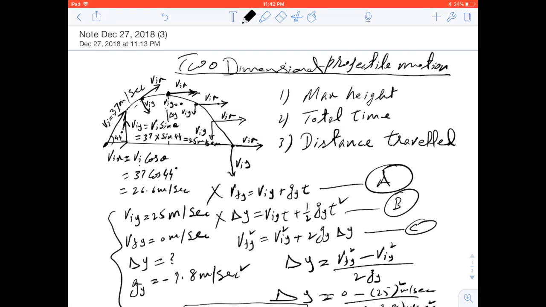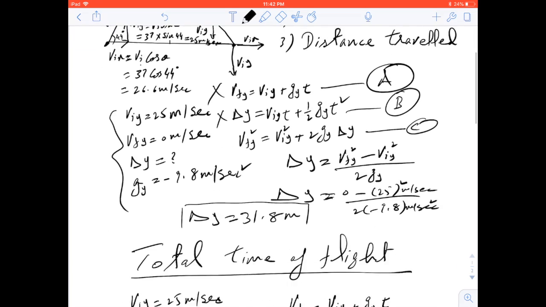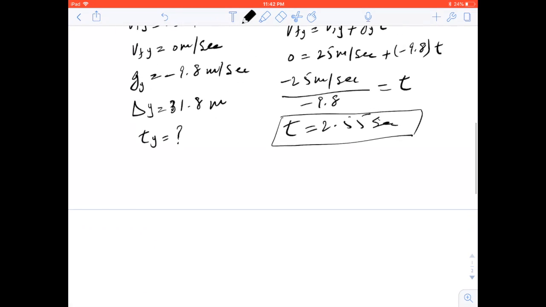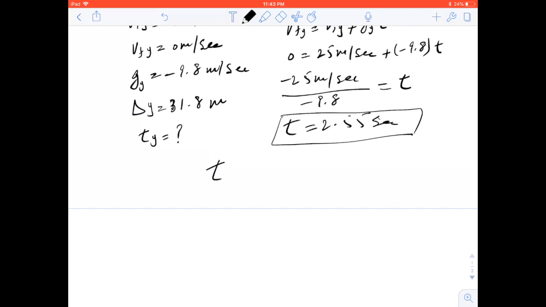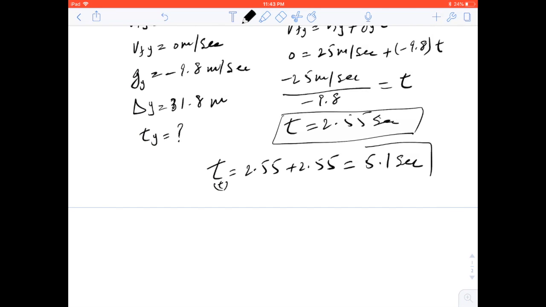So we have calculated the time of flight of the projectile when the velocity of the y component is 0. To calculate the total flight, we need to add another half of the time, so 2.55 plus 2.55, which is equal to 5.1 seconds. So this is the total time of the flight.